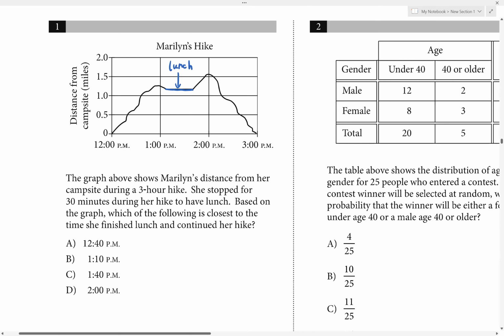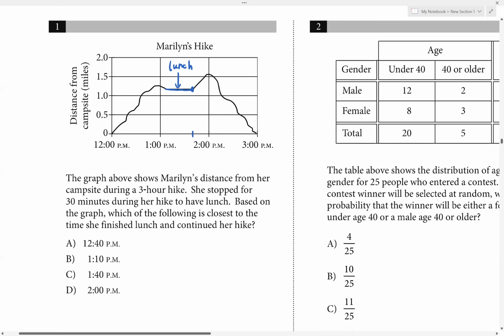And then the question is, which one is closest to the time she finished lunch and continued her hike? So she finished lunch right here. And from this point on, I see the distance start to increase. So she's hiking again. So this time should correspond to here.